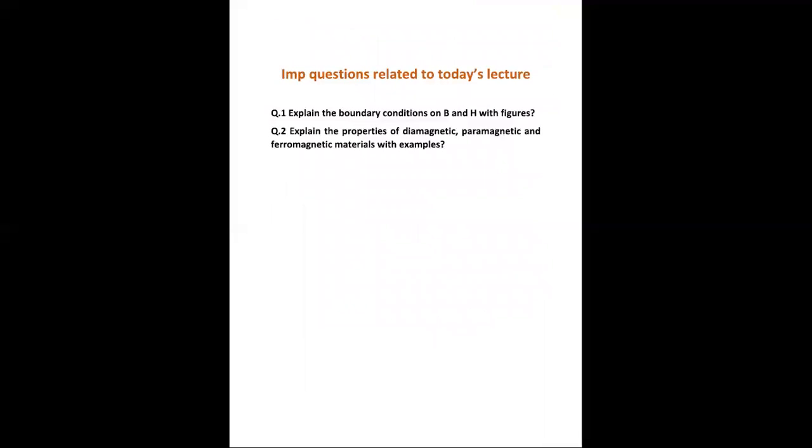Now, the important questions related to today's lecture are: first, a very important question, explain the boundary conditions on B and H with figures and diagrams; and second, explain the properties of diamagnetic, paramagnetic, and ferromagnetic materials with examples.